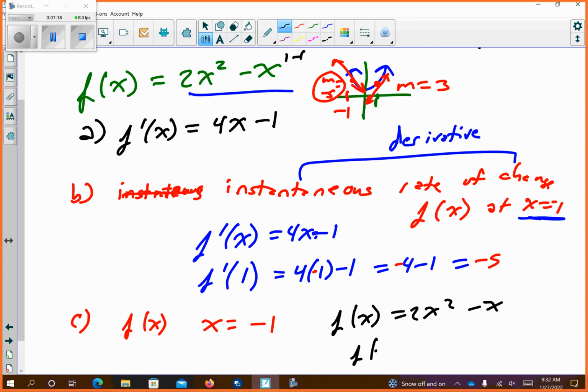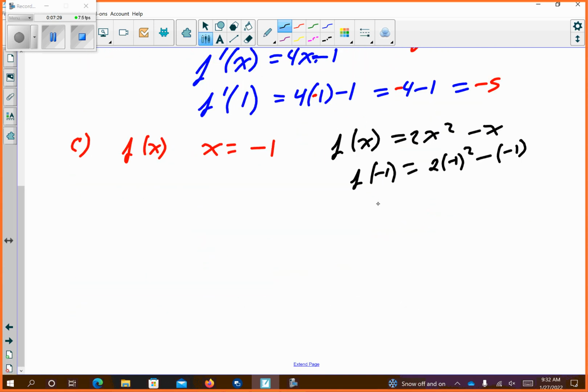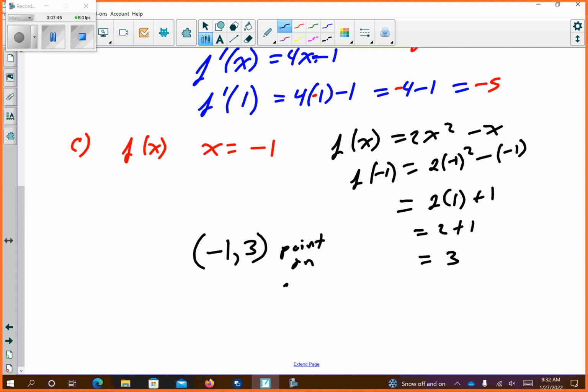I'm going to plug -1 in. I'll do it right this time. -1, yes. So I get 2 times (-1) squared minus (-1). Do the algebra there. That's 2 times 1 plus 1. So that's 2 plus 1. So that means that the point (-1, 3) is a point on our original graph. And then we know that the slope from our original graph is going to be -5.